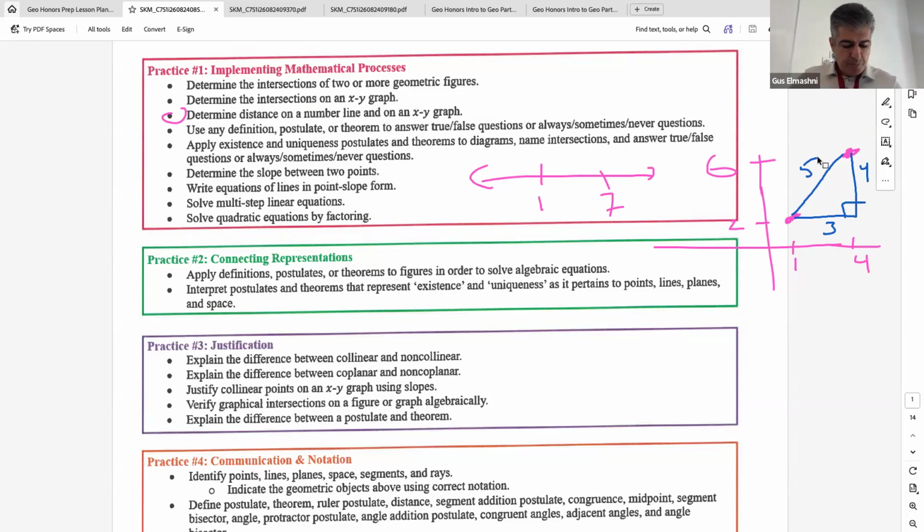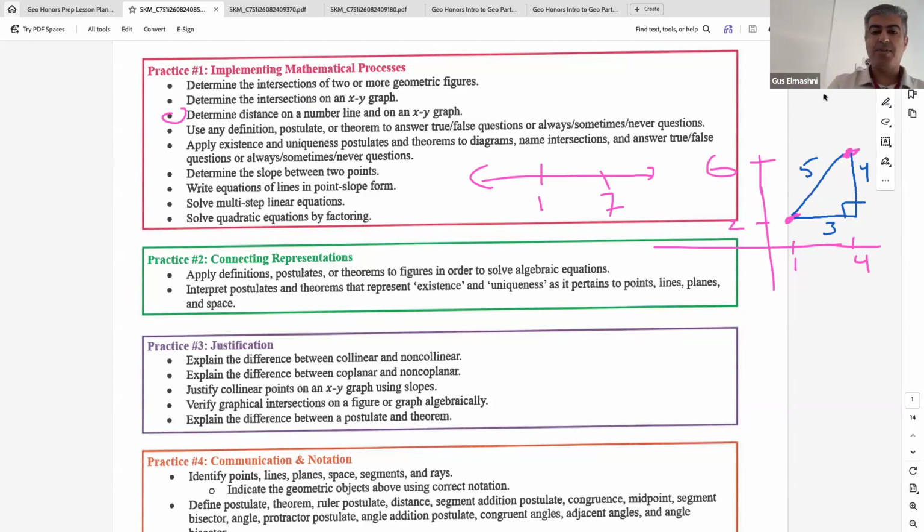So let's see here. Kayla, do you mind reading practice number 2? Use theorems, figures in order to solve algebraic equations. Interpret postulates and theorems that represent existence and uniqueness as it pertains to points, lines, planes, and space. So what does that mean? Well, that means the angle addition postulate: two angles add up to a bigger angle. Definition of angle bisector: some ray cuts an angle in half, right? And then connecting that geometric concept to the algebra, right?